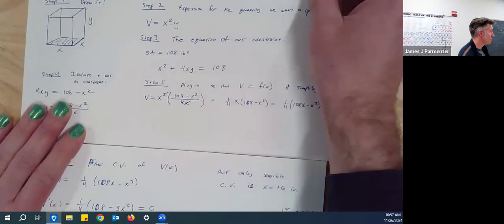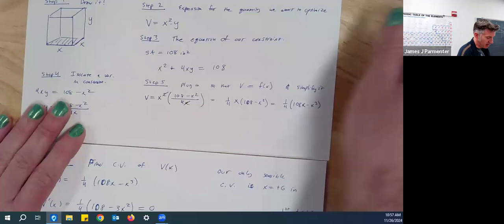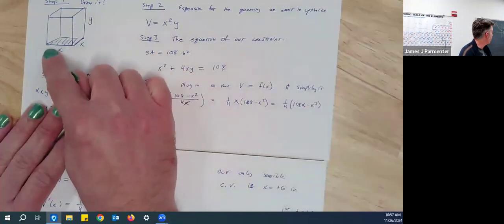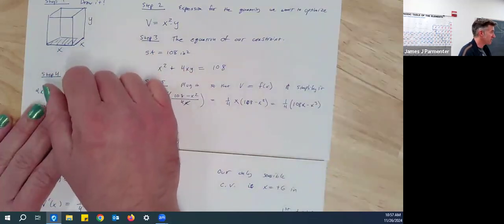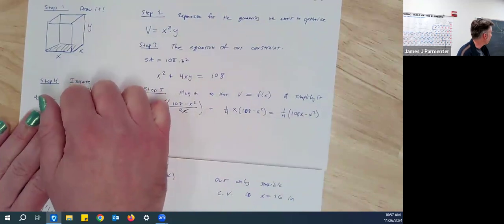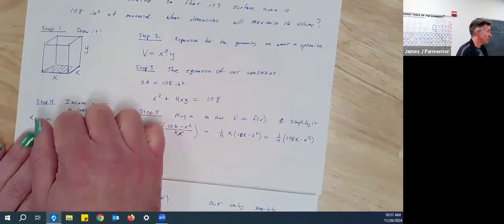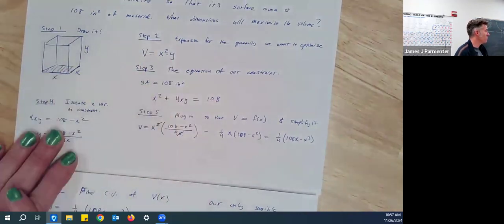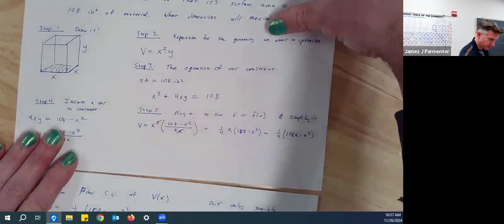And similarly, x actually has a maximum value as well in this case, right? You can't make a box where x is bigger than the square root of 108. Because if it was, you'd be using up more than 108 square inches of surface area. Sometimes you have some artificial domain restrictions.